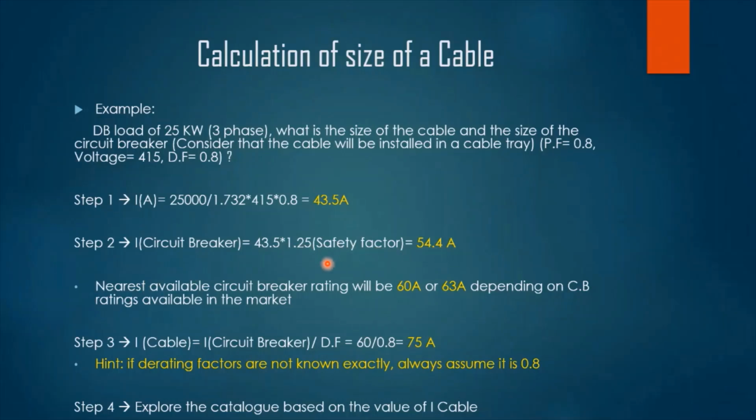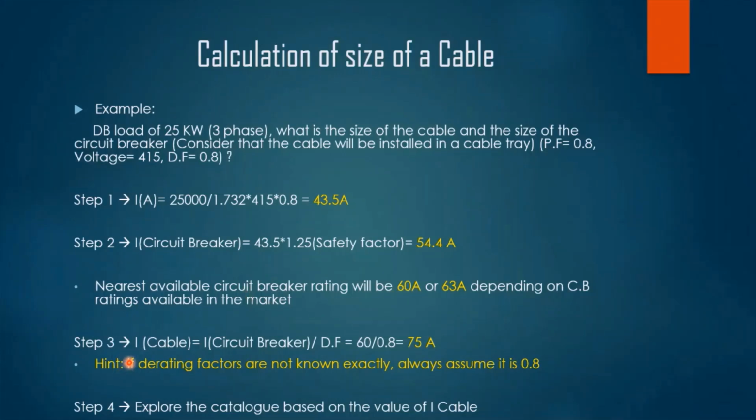Then we have to select a suitable size for our circuit breaker. So we will go for either 60 or 63 amps, depending on the available circuit breaker ratings in the market. In some countries 63 amps are available, in some countries 60 amps are available, so it depends on the market.